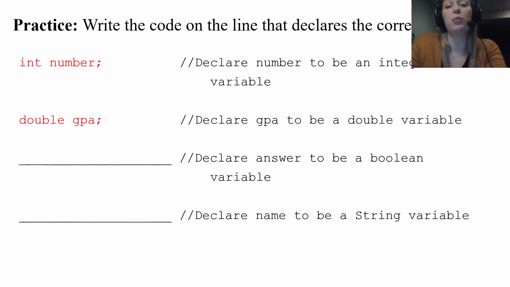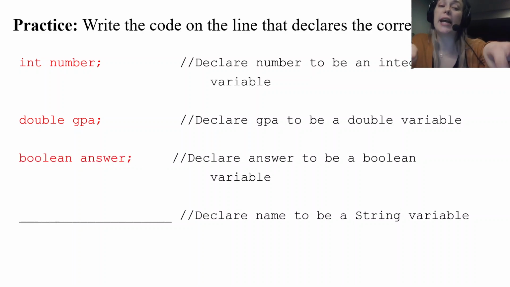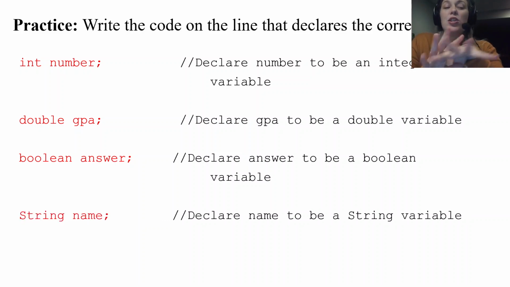Declare answer to be a Boolean variable, boolean answer semicolon. And declare name to be a string, string name. String is the only data type that is capitalized, capital S. If you use a lowercase s, it will not work. It's a syntax error. Capital S for string. So you'll have the data type and the variable name that goes with it.